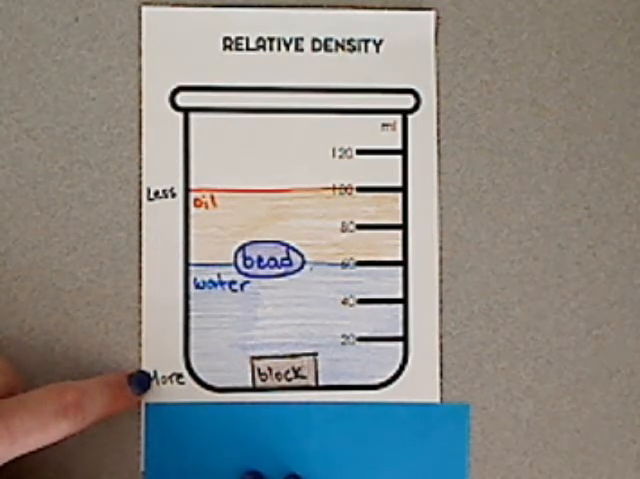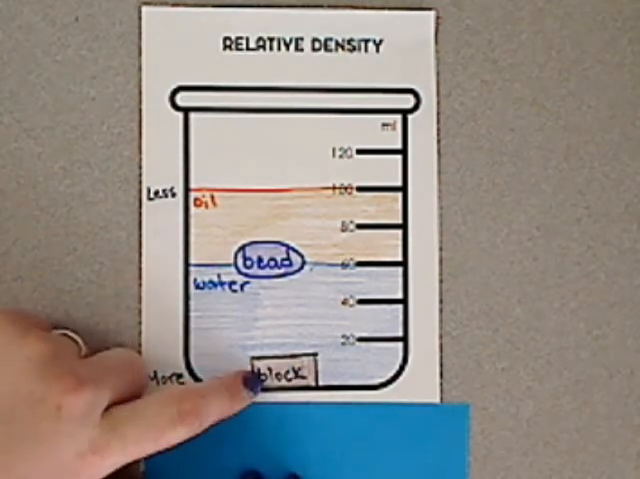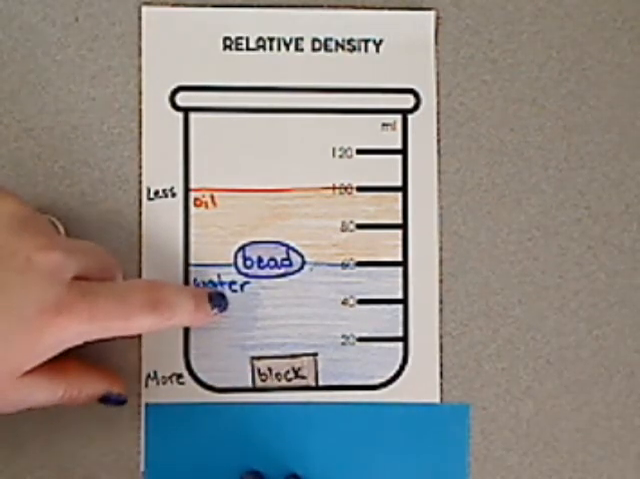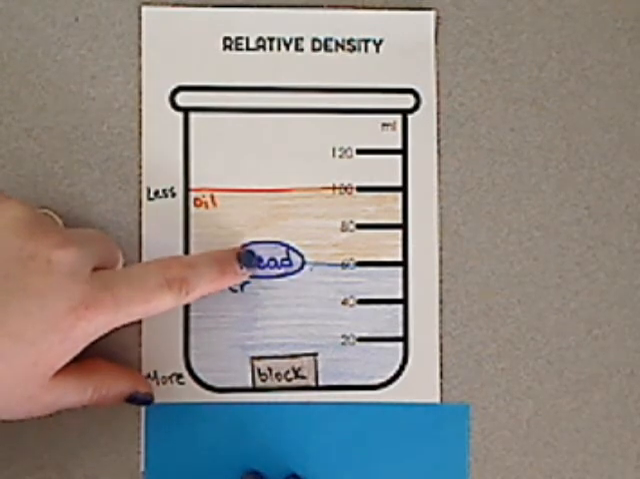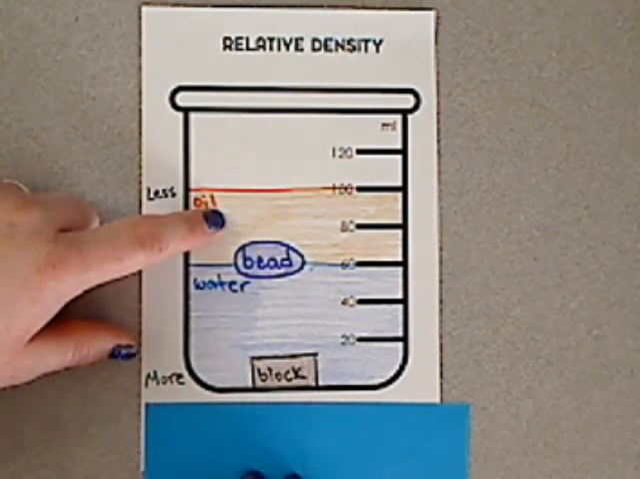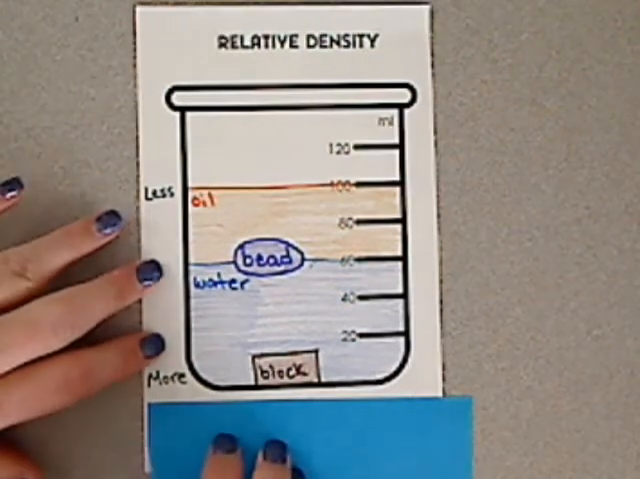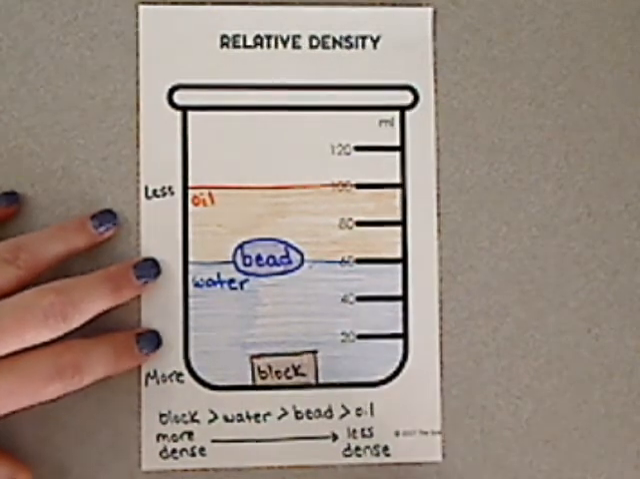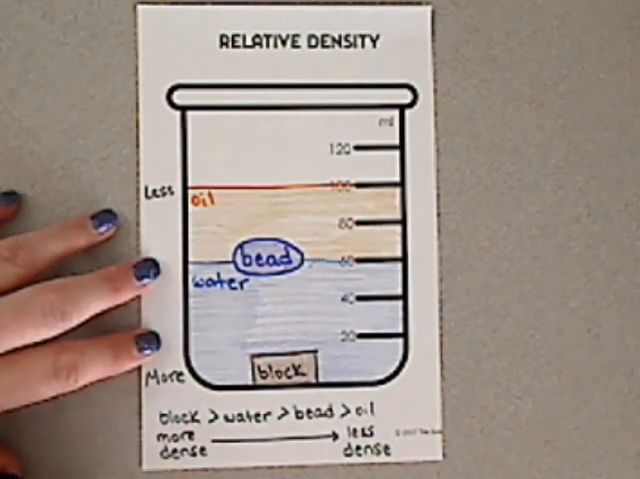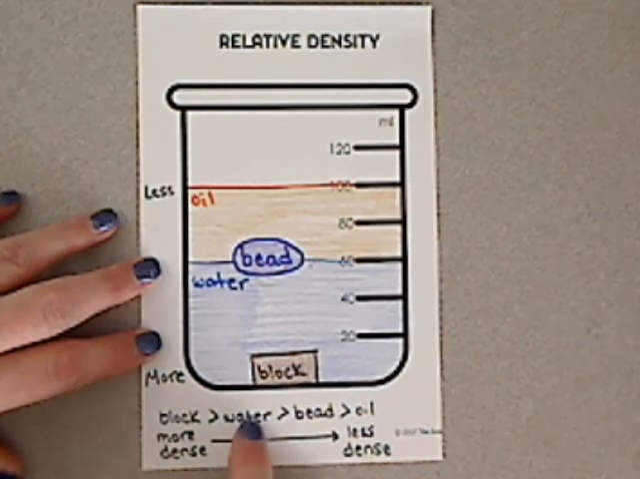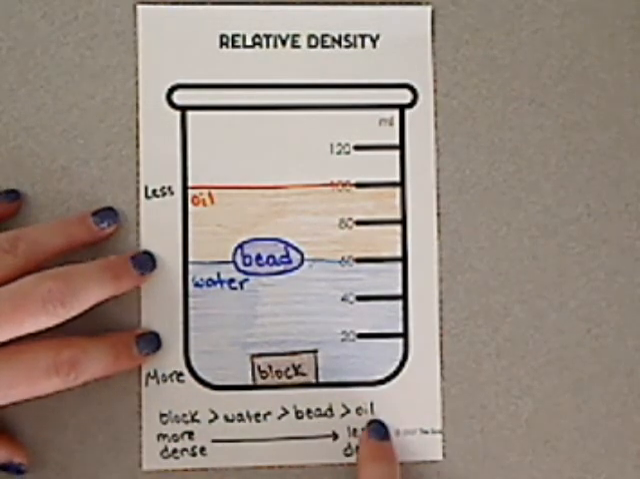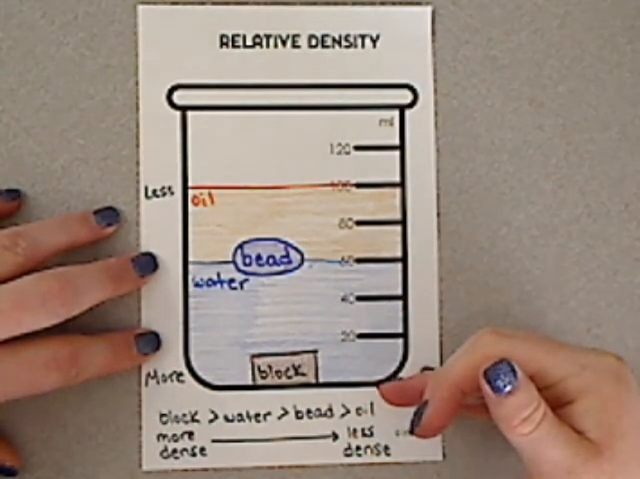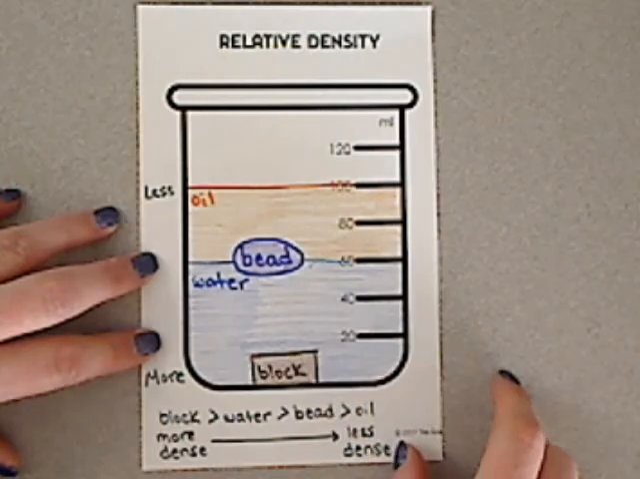So in this case, by looking at this, the block is more dense than water. The water is more dense than the bead, and the bead is more dense than the oil. Okay, and we can even look at it this way: more dense to less dense, the block, followed by the water, the bead, and then the oil. So the more it floats, the less dense. The less it floats, the more dense.